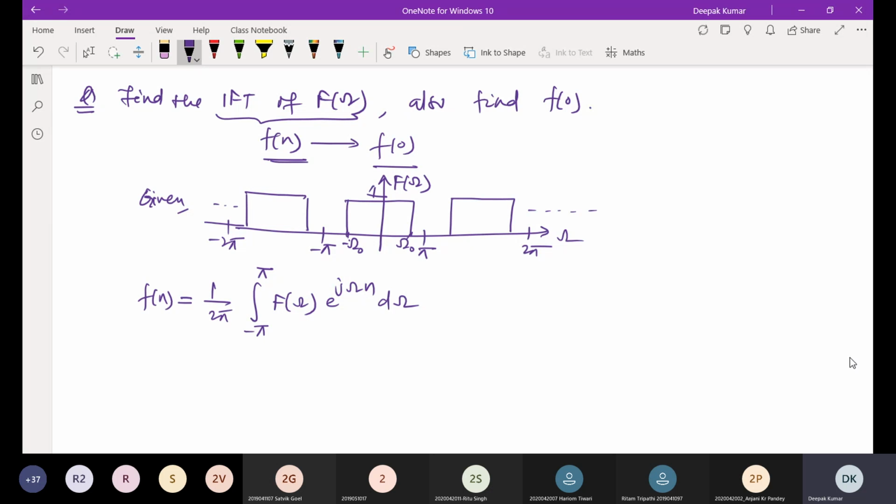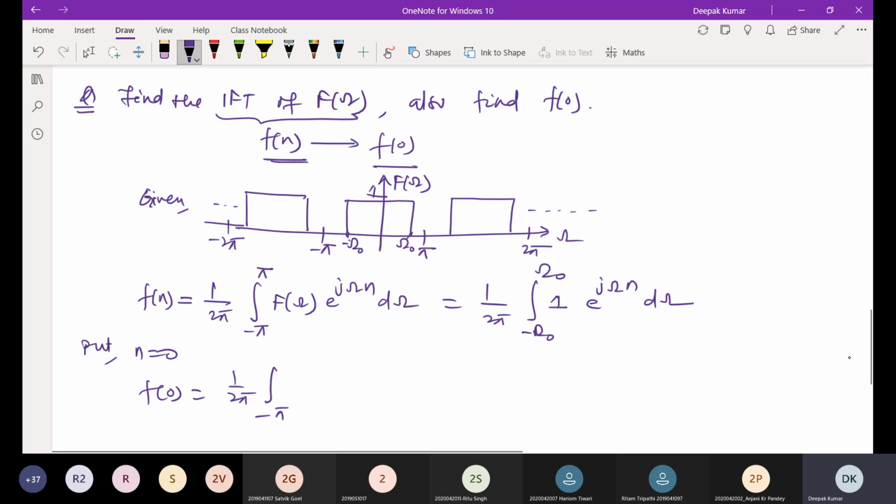This magnitude is 1. Now simplifying this, from minus omega naught to plus omega naught, F of omega is 1 and e to the power j pi n d of omega. Now here directly if you put the value of n equal to 0, you can find f of 0. And what will that be? That will be integration from minus omega naught to plus omega naught of 1, and when you put n equal to 0, this phasor becomes 1, times d omega, and that will be equal to 2 omega naught divided by 2 pi, that is omega naught by pi.